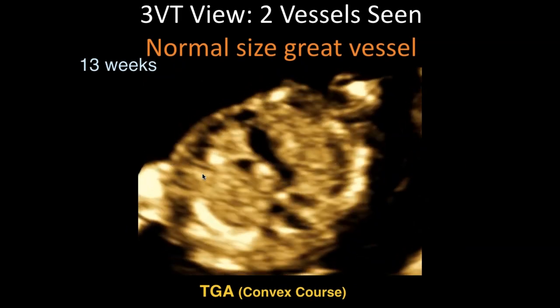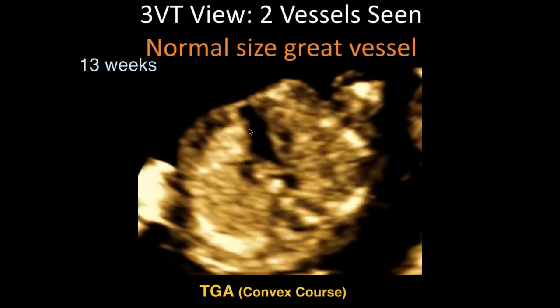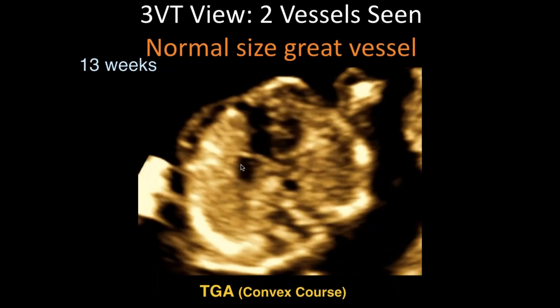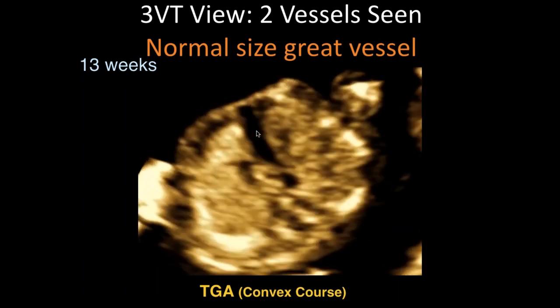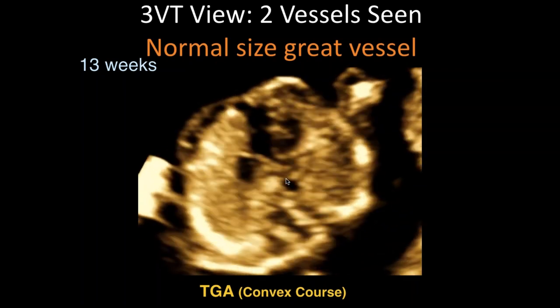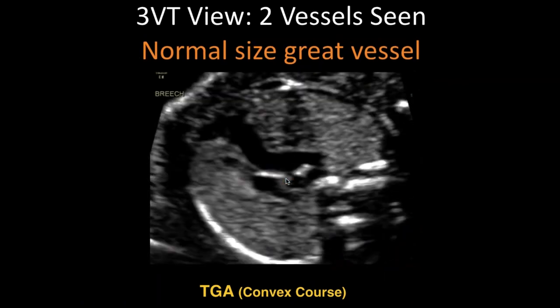Here's another patient at 13 weeks, and look here. I see only one vessel coming down. This is the superior vena cava here. And look at that, and that's the trachea. And that vessel is normal in size. So that's a classic case of transposition of the great arteries.